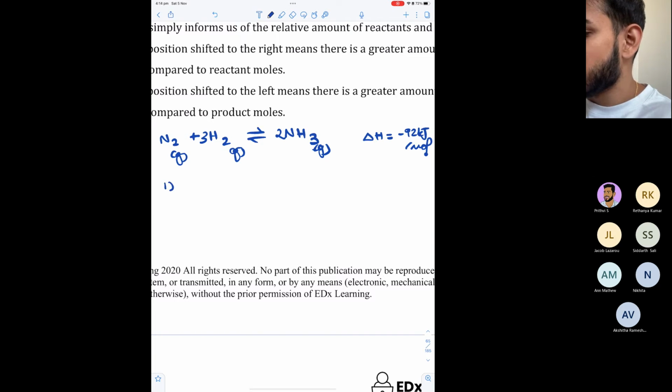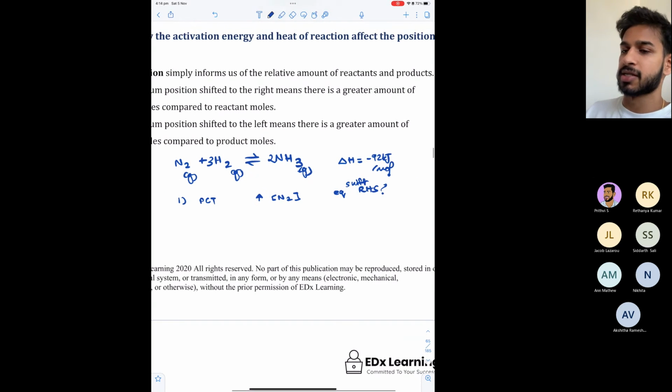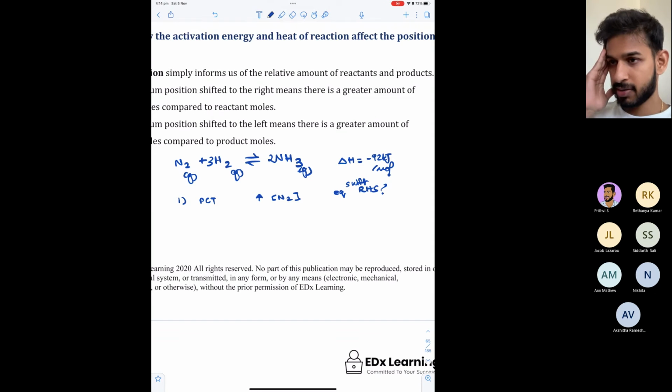So I want you to explain using particle collision theory why increasing the concentration of nitrogen will cause the equilibrium to shift to the right-hand side. And I don't want a written answer. I'm going to just ask you on the spot because you need to get to the point where you can teach and explain it from the top of your head. So, Nikita, any ideas why increasing nitrogen concentration would shift the equilibrium to the right?